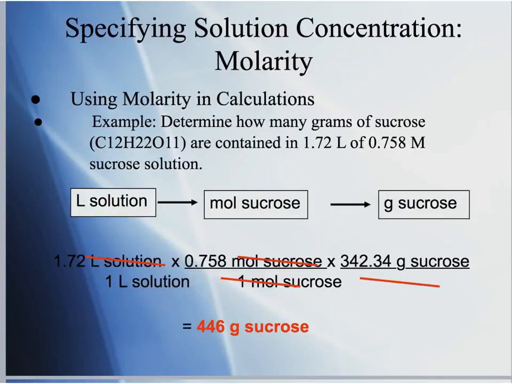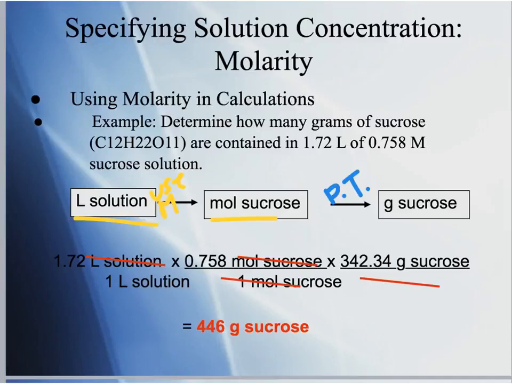So let's take a look at an example. It says, determine how many grams of sucrose are contained in 1.72 liters of 0.758 molarity sucrose solution. If we think this through, we are going to need to start with our liters of solution, and we can use the molarity to convert it to the moles of sucrose. And then once we have moles, we can get grams by blinking our eyes. I mean, it's that simple, right? Hopefully by now it should be that simple for you. So we'll use our periodic table in order to convert moles to grams. That's exactly what we're going to do.